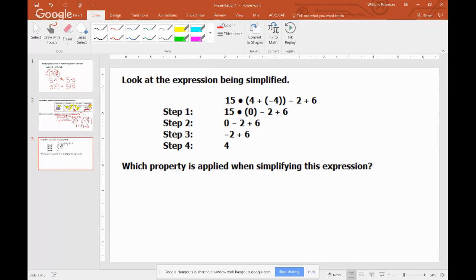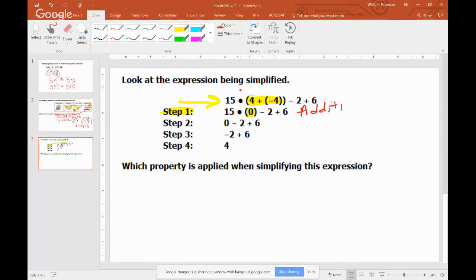All good. No worries. Let's try this one. It says, look at the expression being simplified. Which property is applied when simplifying this expression? We have a ton of properties here. And so here we have to go from the beginning point to step 1. We notice that 4 plus negative 4 is going to give us 0. So in that case, I have additive inverse.